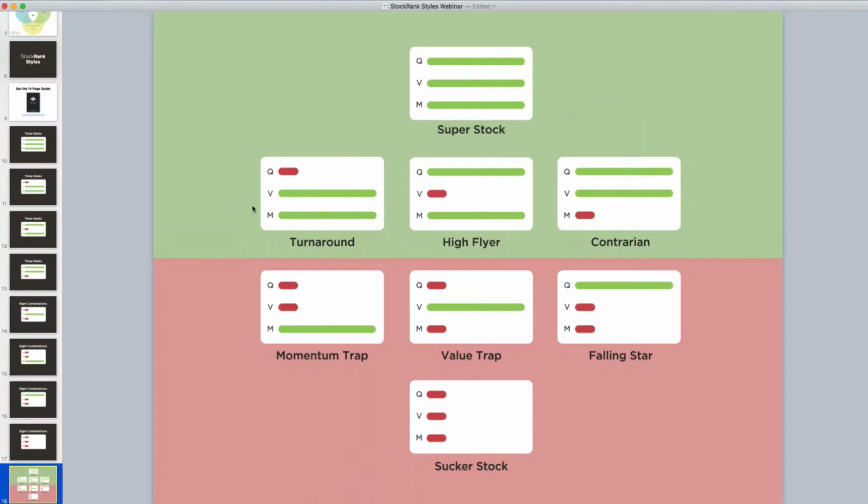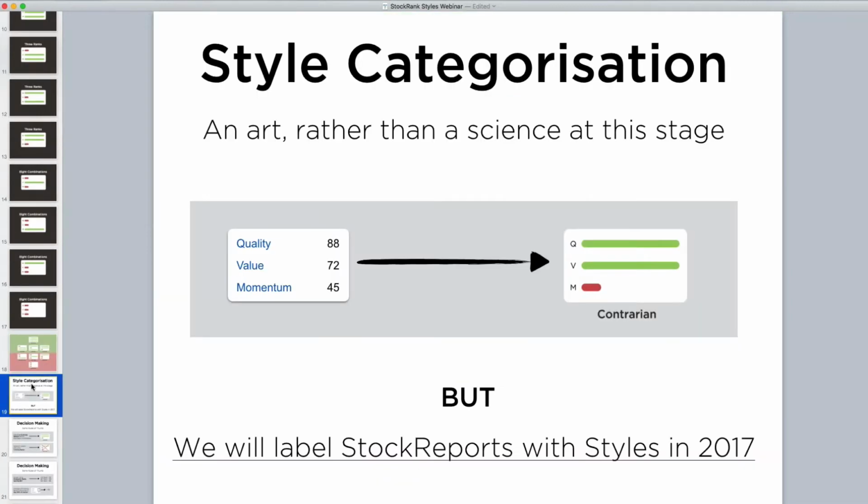With this grid of 8 styles, I want to help you understand and be able to spot them on stock reports when you're using Stockopedia, because I use these as rules of thumb. At the moment, our style categorization is an art rather than a science. I tend to look at a stock report and see these ranks, quality of 88, value of 72, momentum of 45, and in my own mind I'll instantly think that's a contrarian share. It's got a low momentum rank and quite strong quality and value ranks. In other words, it's a good, cheap, but pretty weak share.